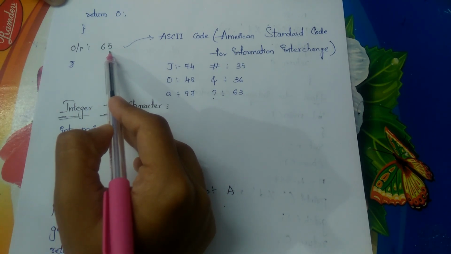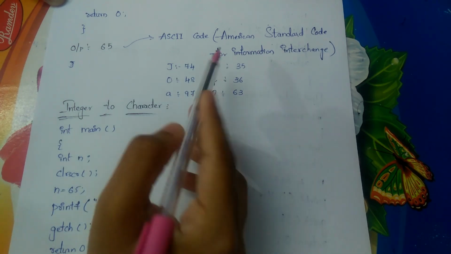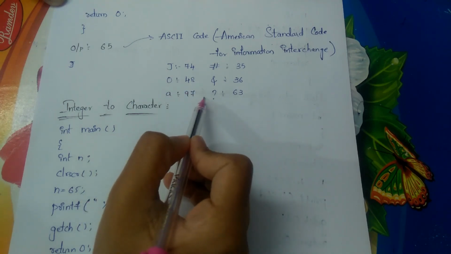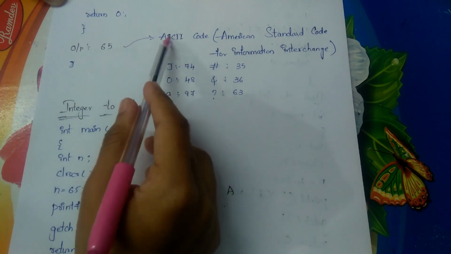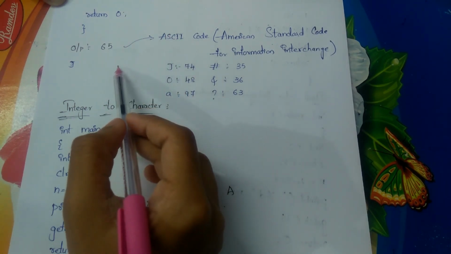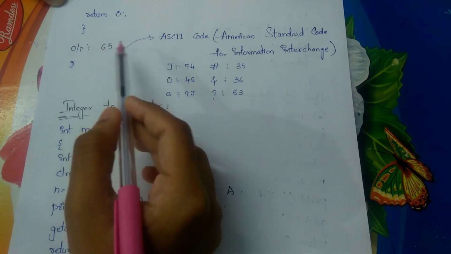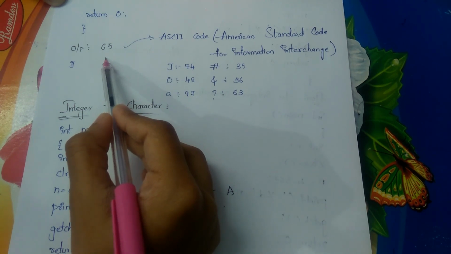Not only for a, you can take any special characters like hash, ampersand and question mark, or lowercase letters also you can take. So for each of them you will have the ASCII code. So when I use %d, the value of that specified character will be printed on the output screen. So this is about the conversion of character to the integer.